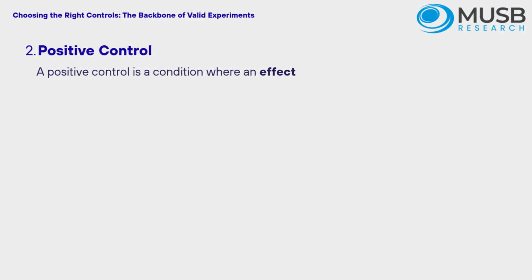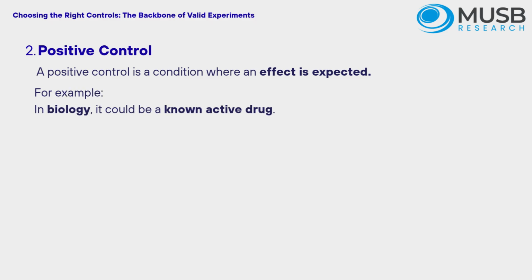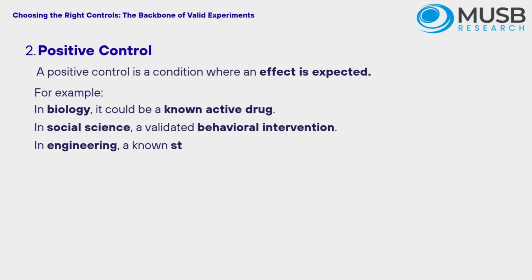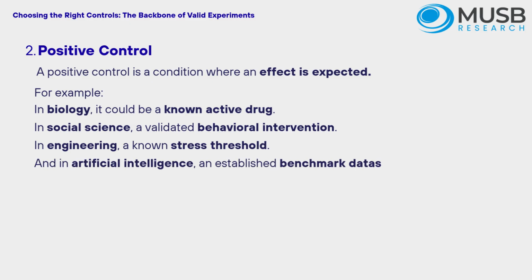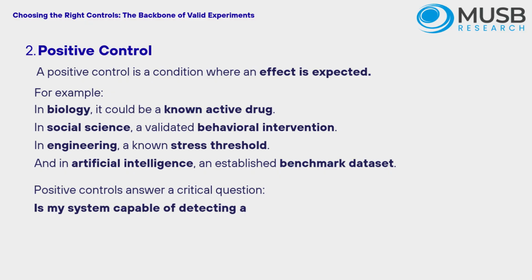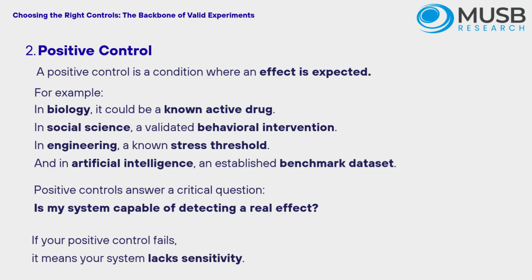Positive control. A positive control is a condition where an effect is expected. For example, in biology, it could be a known active drug. In social science, a validated behavioral intervention. In engineering, a known stress threshold. And in artificial intelligence, an established benchmark dataset. Positive controls answer a critical question: is my system capable of detecting a real effect? If your positive control fails, it means your system lacks sensitivity.